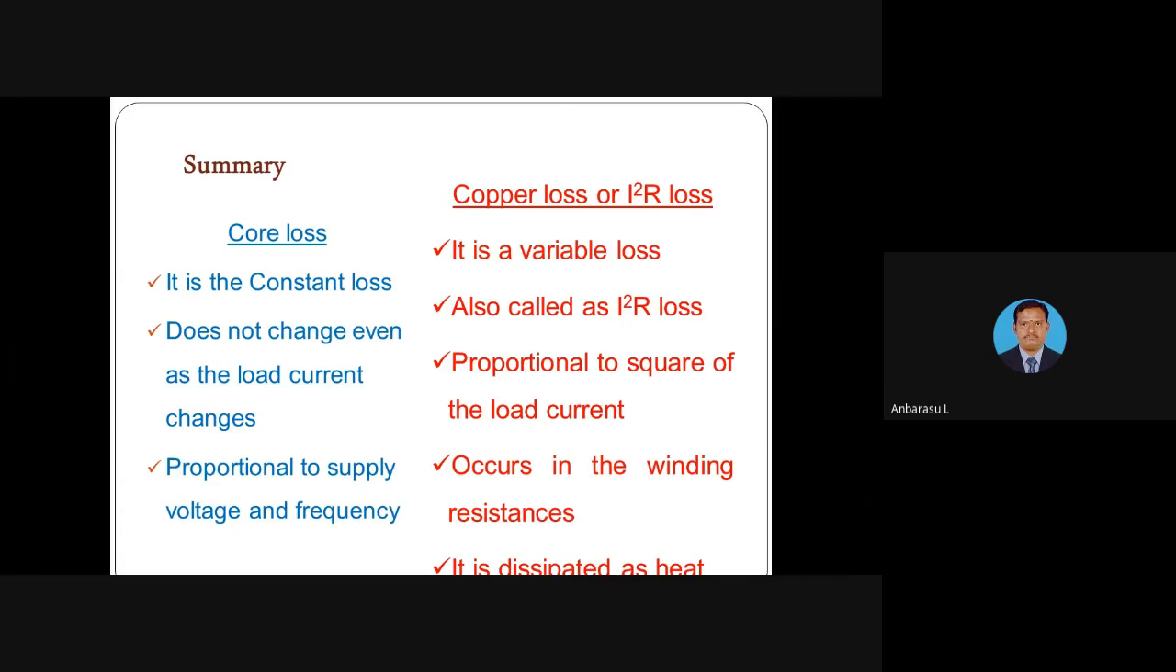Here is the summary of the copper losses and core losses. The core losses are always indicated as constant losses. Copper losses are variable losses. They depend upon the load current. If you increase the load value, the load current value automatically varies. So it is called a variable loss.